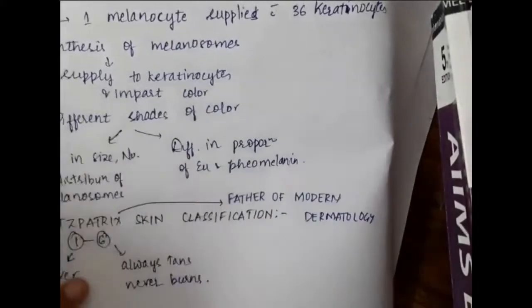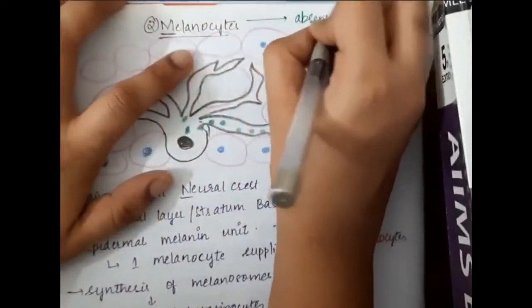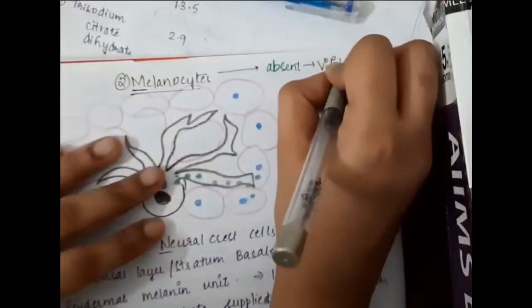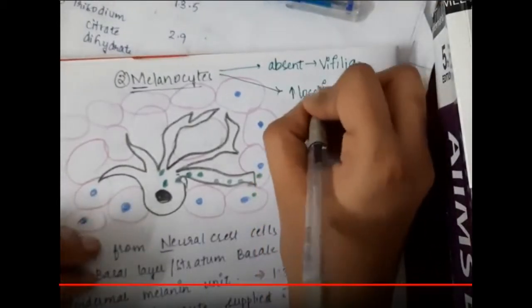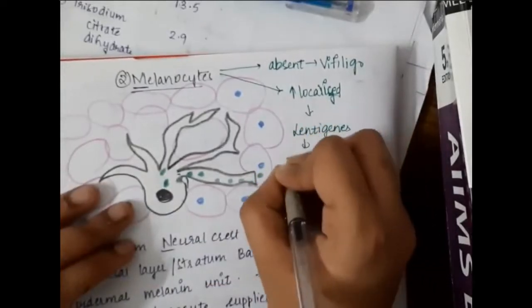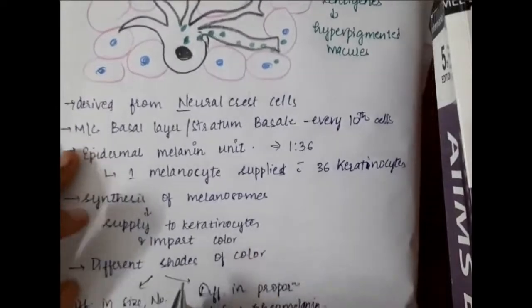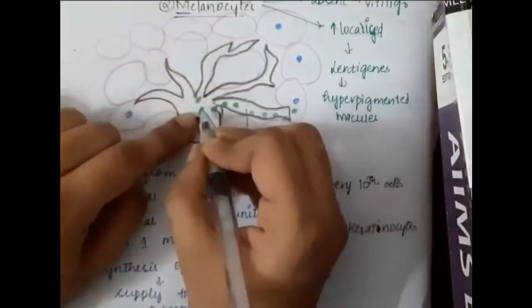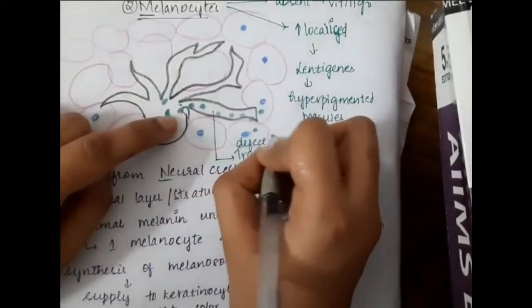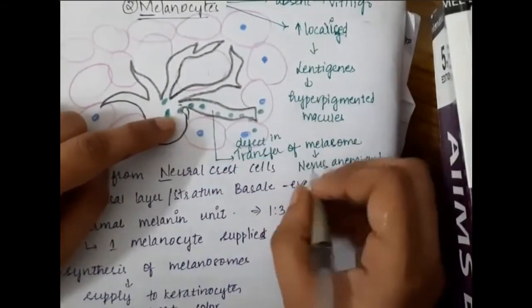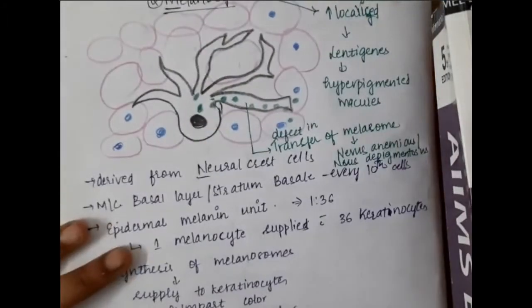Then the next important thing is the defects. If the melanocytes are absent, then the disease is vitiligo. If melanocytes are increased locally, that is at a particular site in our body, we call it lentigines, where you see hyperpigmented macules. Then if there is a defect in the transfer of melanosomes, it causes nevus anemicus or nevus depigmentosus, right? That is a defect in the transfer of melanosomes.